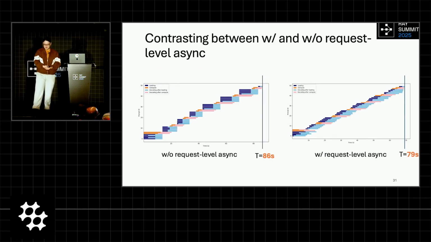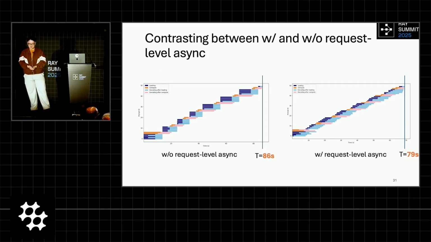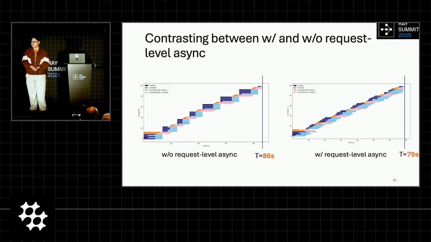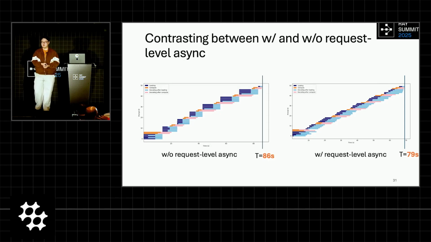Now let's contrast with and without request-level async. On the left side, without request-level async, the total execution time is 86 seconds. With request-level async, the execution time is 79 seconds. You can also see that without request-level async, because there are blocking loads, the inference engine graph is strictly aligned because of the blocking calls. With request-level async, there is no strict alignment between requests. That's what we want, because no strict alignment means higher asynchronicity.